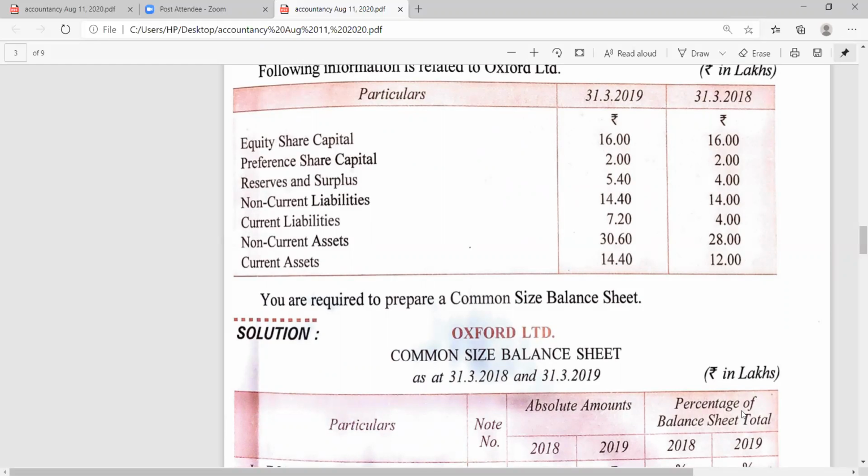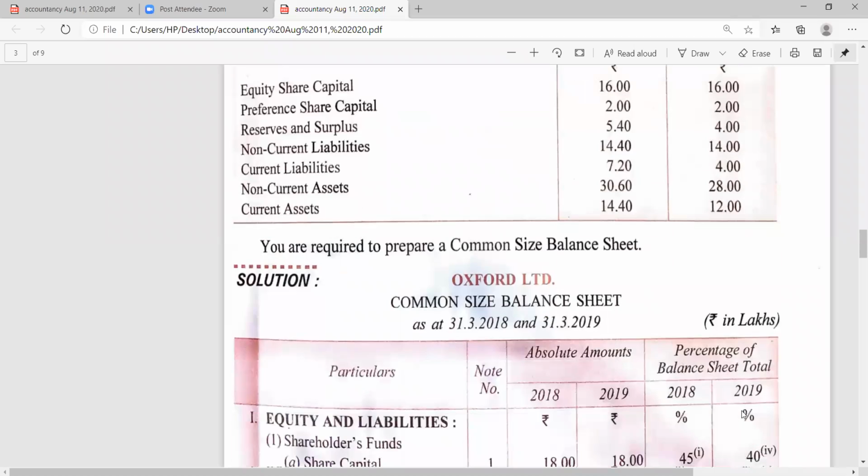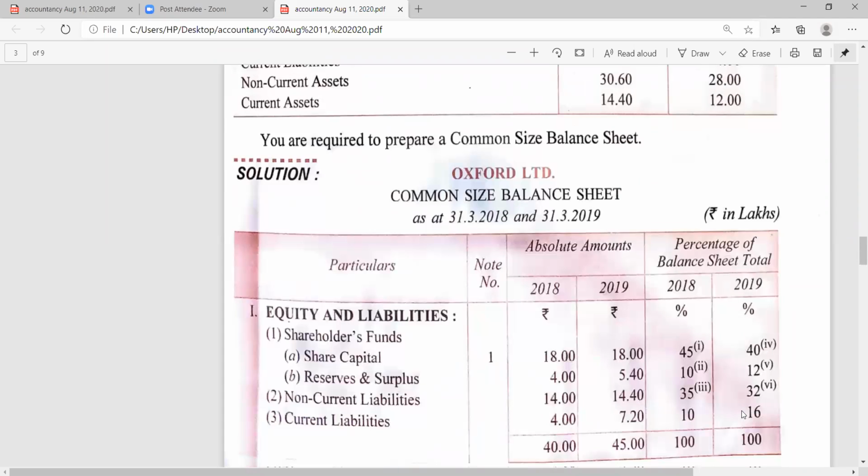See, here the data is given to you, 16 to 5. Don't think this is 16 rupees or 2 rupees. See, above the statement in brackets it is given rupees in lakhs. It means 16 lakh, 2 lakh, 5 lakh 40,000. So these are the figures in lakhs, not 16 rupees, 2 rupees. Please be careful while doing this, and when you prepare your common size balance sheet, you also have to mark rupees in lakhs. This denomination is compulsory to show.